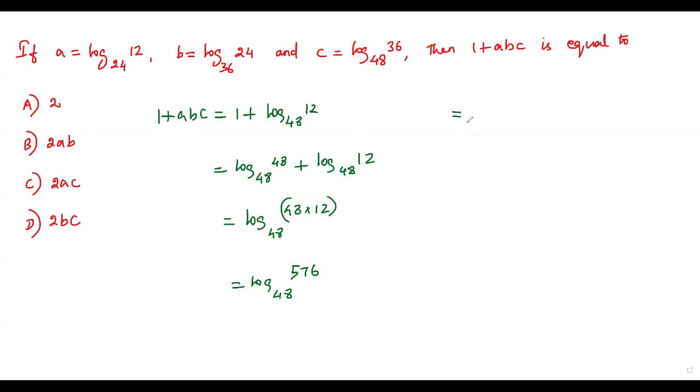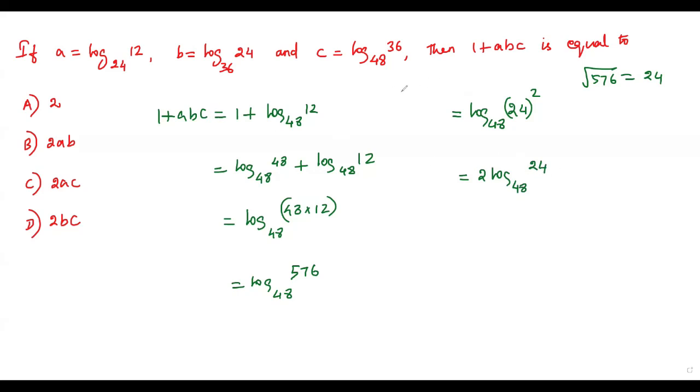So how can we write 576 as a square? For that, I have to find the square root of 576. When I find the square root of 576, I am getting 24. That is, when I square 24, that is equal to 576. So instead of 576, I can write this as 24 raised to the power of 2. Now using the power rule of logarithms, I can move this exponent in front of the logarithm, because whenever the argument of a logarithm is a power, we can move the exponent in front of the logarithm. Then I'm getting 2 times log base 48 of 24.